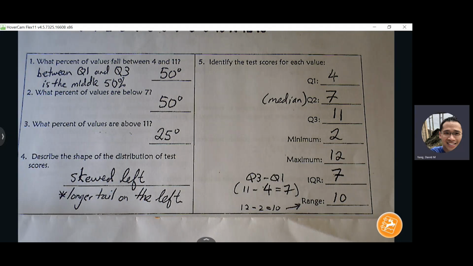Okay, again, Q2 is another name for median. So here's your 5-number summary. You can pull that directly from your table, from your chart above. IQR is Q3 minus Q1, and range is your max minus the min.